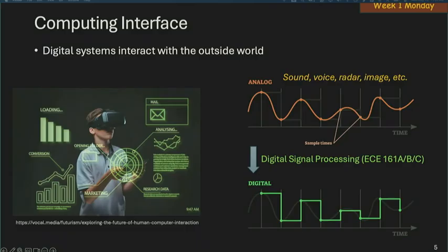And this kind of conversion has to happen when you interact with the outside world. When you take a photo, there's some analog to digital conversion happening. When you, let's say, read some data from a sensor, from a radar, there's some conversion between analog and digital signals. And if you want to see more about it, there are some EC classes that just talk about digital signal processing.